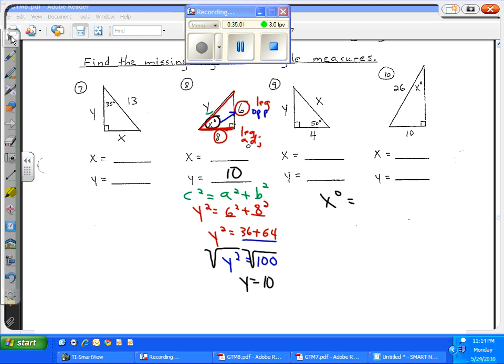Which ratio uses leg opposite, leg adjacent? Well, that's the tangent ratio. Well, what does tangent say? Tangent says leg opposite goes on top and leg adjacent goes on bottom. And so we've properly set up our trigonometric ratio. You see that?